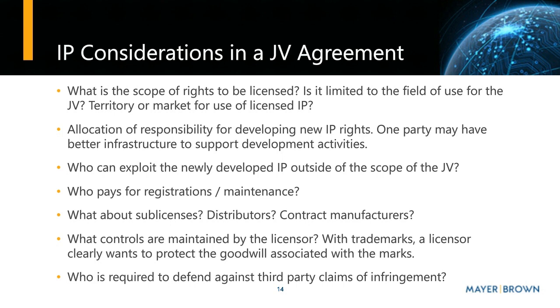What controls are maintained by the licensor is also another topic to address. With trademarks, a licensor clearly wants to protect the goodwill associated with the marks. If the parties are going to market with a new mark to be used by the JV entity, the parties should conduct a trademark clearance and agree on how the marks will be managed and how rights in the marks and any related goodwill will be handled during the life of the JV and thereafter. And lastly, who's required to defend against third-party claims of infringement? The joint development agreement should clearly outline the process for handling IP infringement claims and each party's indemnity obligations.